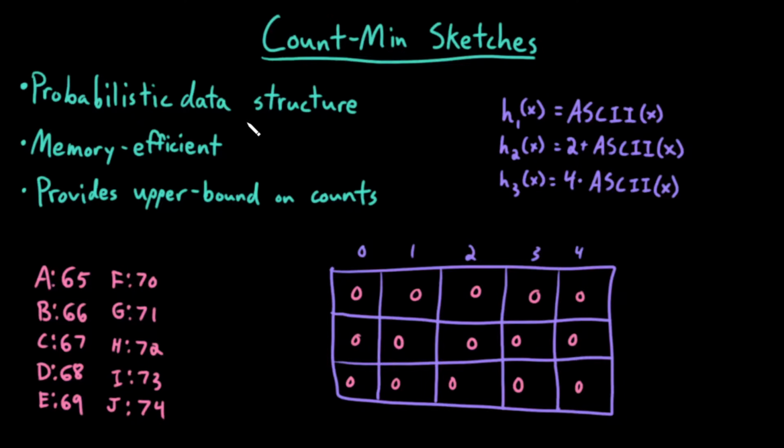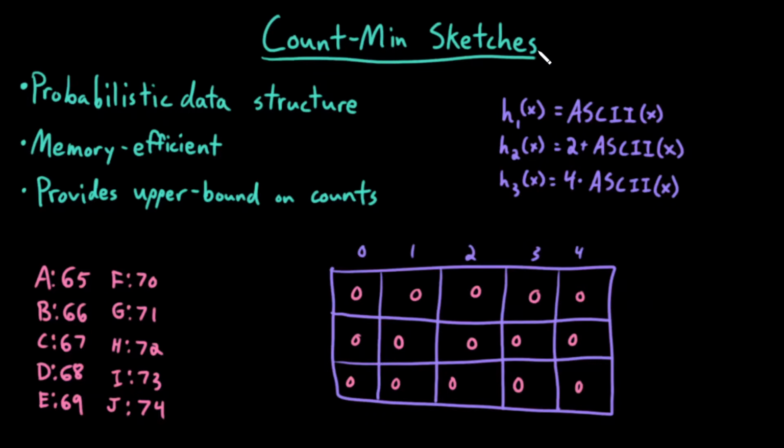It's memory efficient, so it actually is constant space with respect to the values that you choose. Once you create it, it doesn't grow in memory whatsoever, no matter how many elements you've seen. And it provides an upper bound on the counts of elements that you have seen so far.